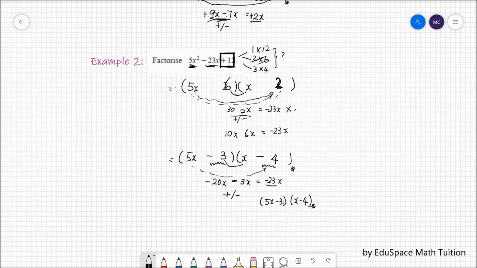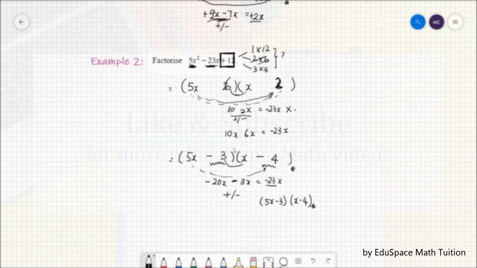Just to recap again, we always start off with the first multiplication, 5x squared. What multiplied by what will give you 5x squared? Last time also we think of multiplication. What multiplied by what will give you 12? And then we think of the 10x here and also the 6x here. How is it possible for us to get a middle term? By using addition and subtraction. And we need to get a negative 23x at the end. You try a few times, then you will be able to understand it clearly.